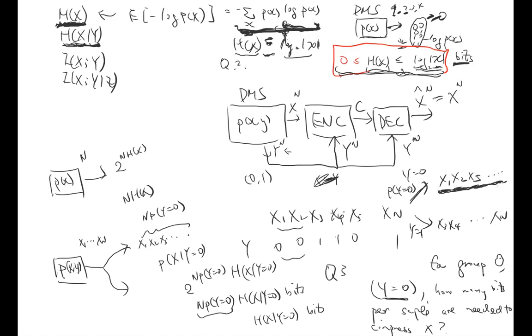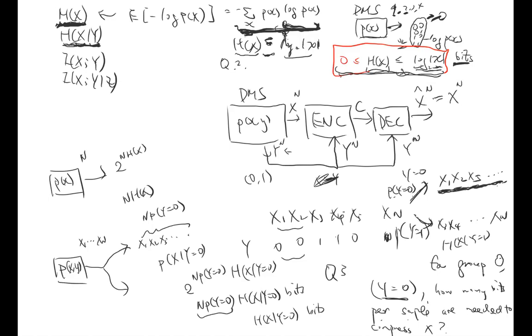Of course, by exactly the same argument, for the other side I will need H(X|Y=1) bits. Then the average number of bits per sample needed will simply be the weighted sum. A fraction P(Y=1) of the samples will have Y equal to 1, and a fraction P(Y=0) will have Y equal to 0, so I should just weigh the sum.